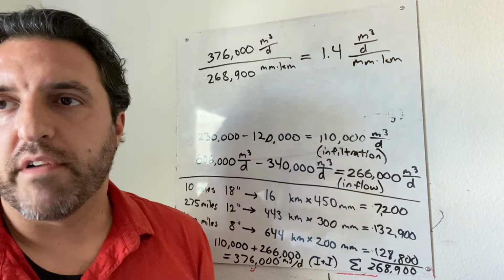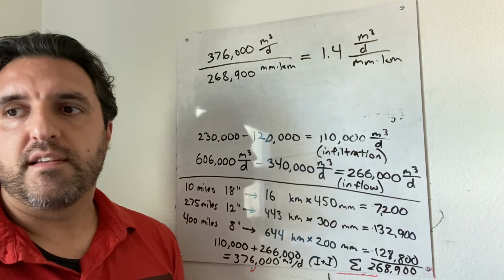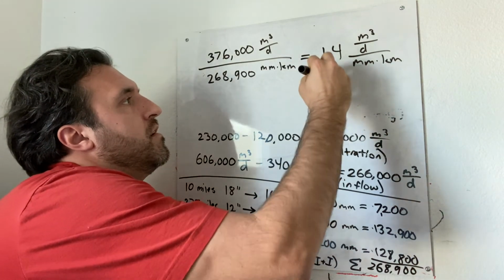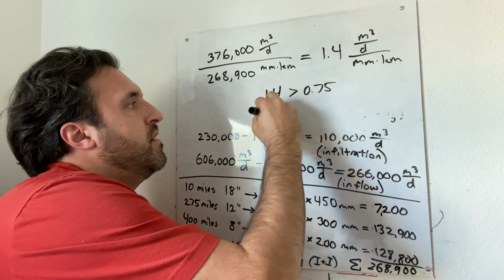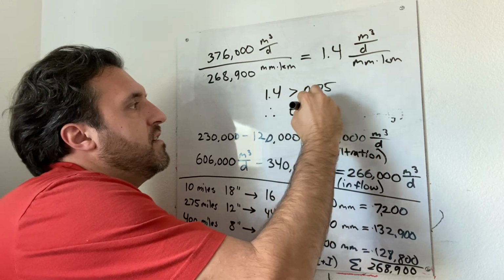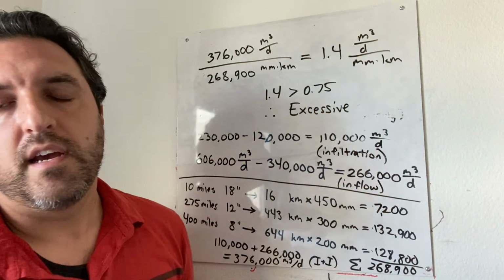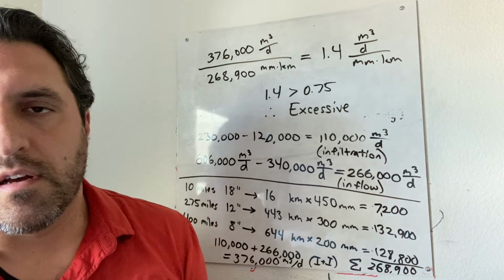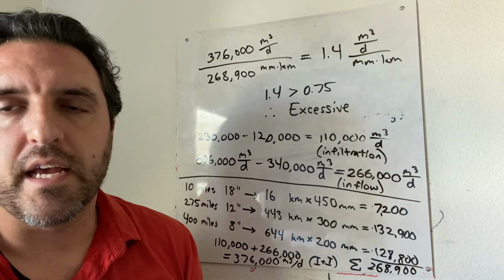So if we compare that to the regulatory agency, which says excessive I&I is defined as anything greater than 0.75. So since 1.4 is greater than 0.75, we can say that the inflow and infiltration in this system is excessive. And that might warrant the need for replacing some of the aging, damaged sewer pipe infrastructure, or at the very least examining the condition of the existing sewer pipes.